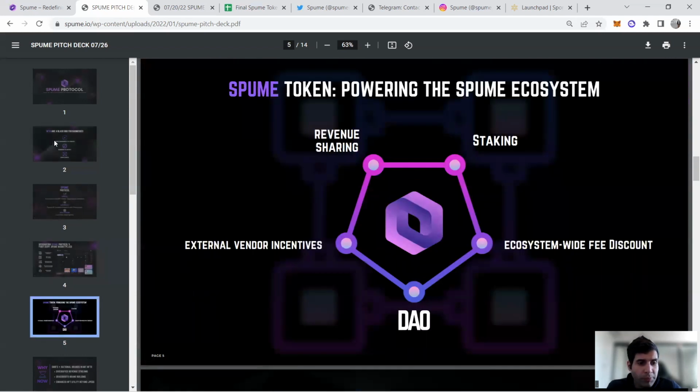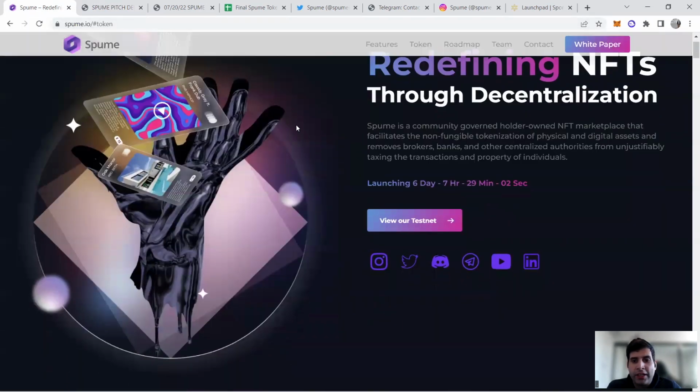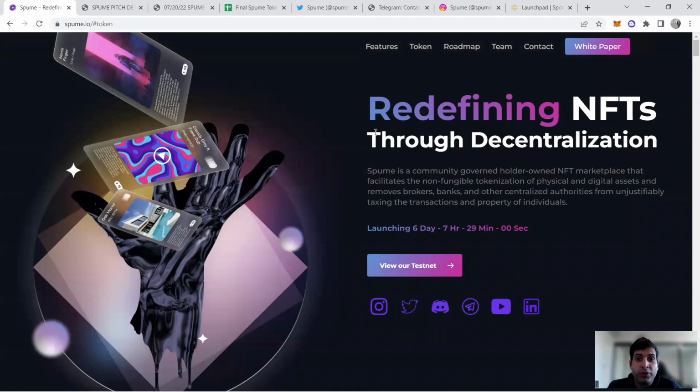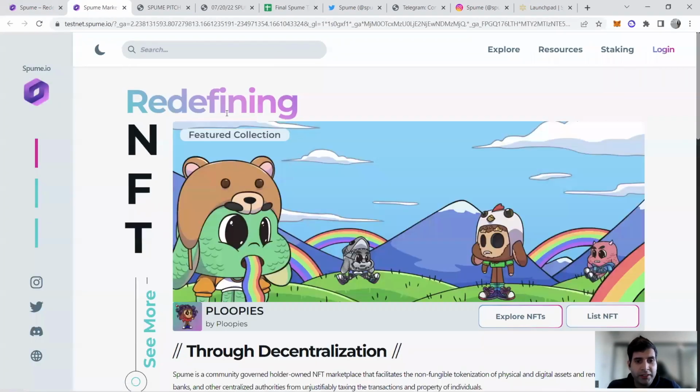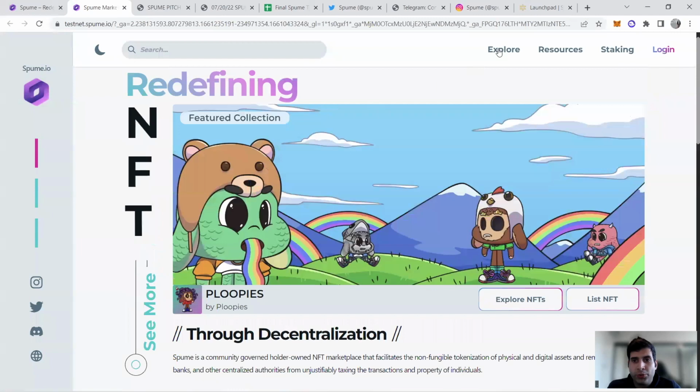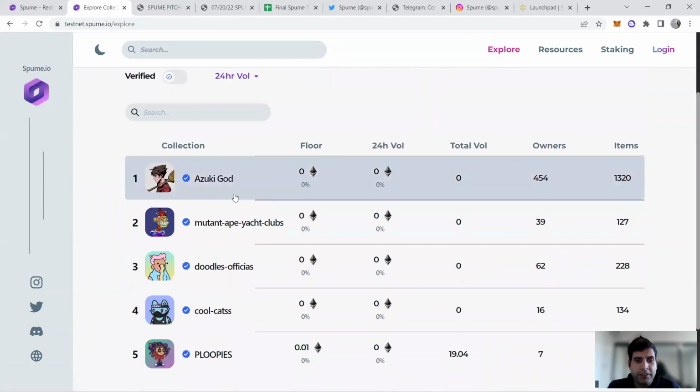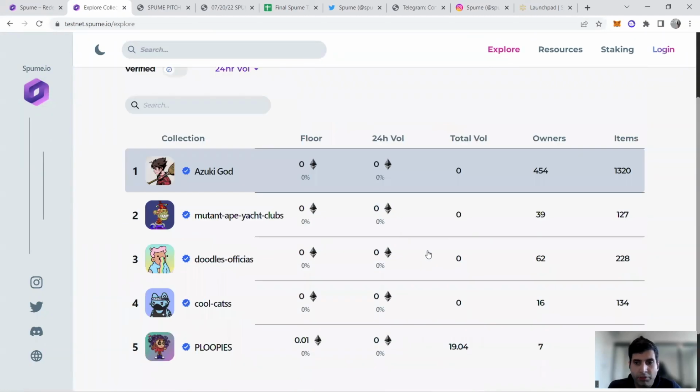Now, before we jump into the token utility, you can also have a look at their website. One of the good things I like about this project is their website gives you on the same page all the information you need. So for example, here you could go to the testnet and it's showing you how you can explore the marketplace. It's just a sample, obviously it's not live.